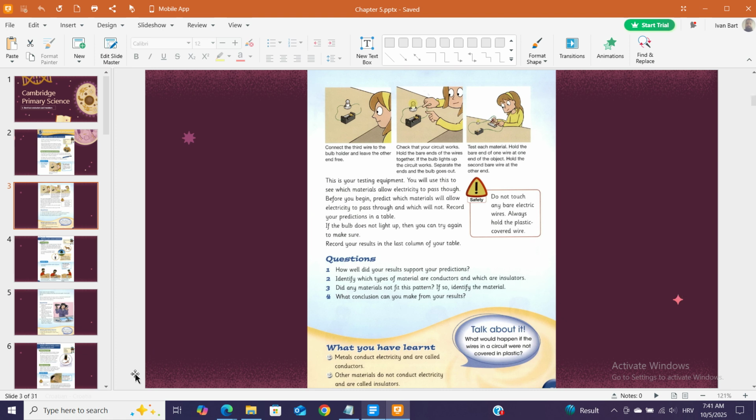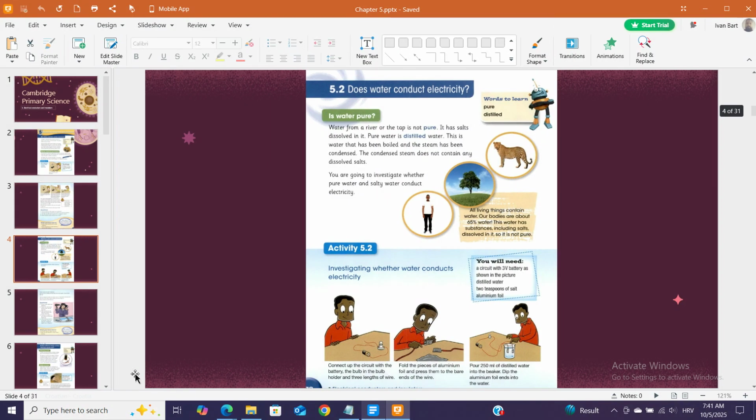What you have learned: metals conduct electricity and are called conductors. Other materials do not conduct electricity and are called insulators. Talk about it. What would happen if the wires in a circuit were not covered in plastic?